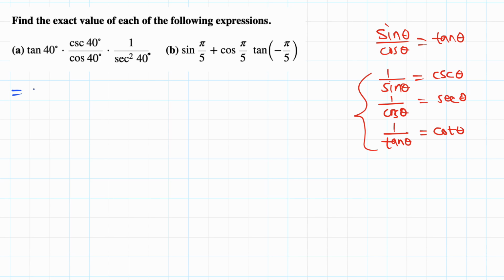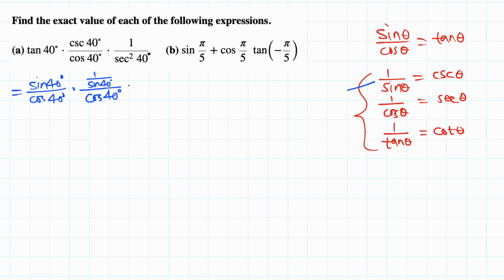Tangent is in fact sine 40 over cosine 40, using this quotient identity. Here we have a fraction with cosine 40, that's already good, we want to keep sine and cosine. But here comes cosecant. Cosecant is 1 over sine, so on the top I can write 1 over sine 40.